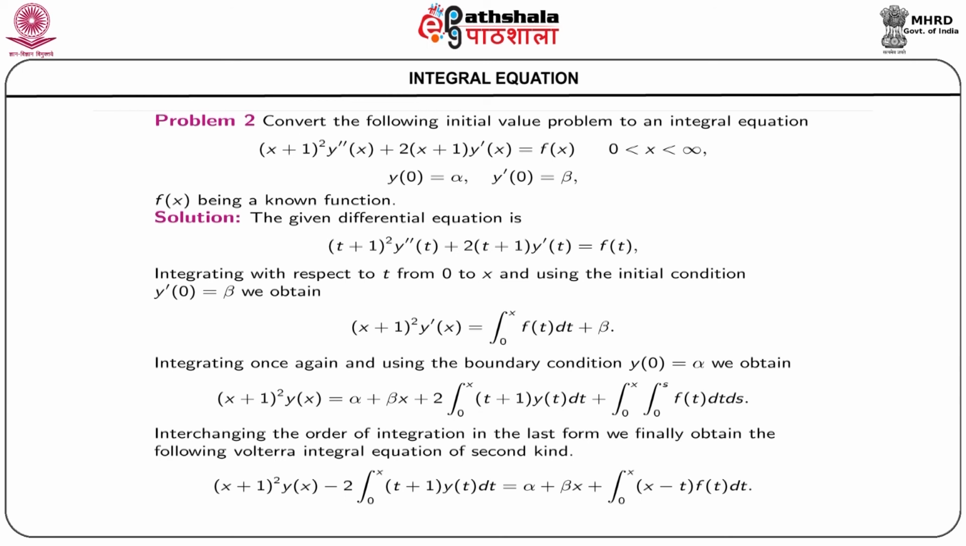Now we write the given differential equation in the form (t plus 1) whole square y double dash t plus (2t plus 1) y dash t equal to f(t). And we integrate this equation with respect to t from 0 to x and use the initial condition y dash at x equal to 0 equal to beta to obtain the relation given by (x plus 1) whole square y dash x equal to integral 0 to x f(t) dt plus beta.